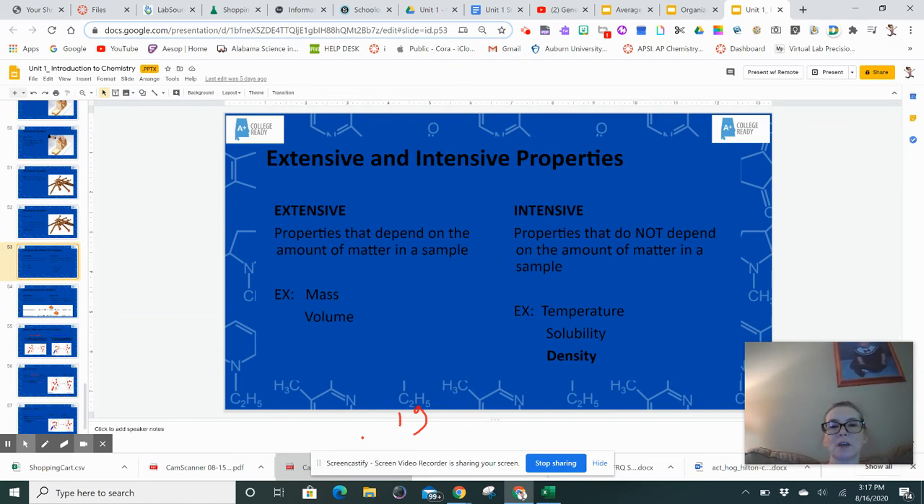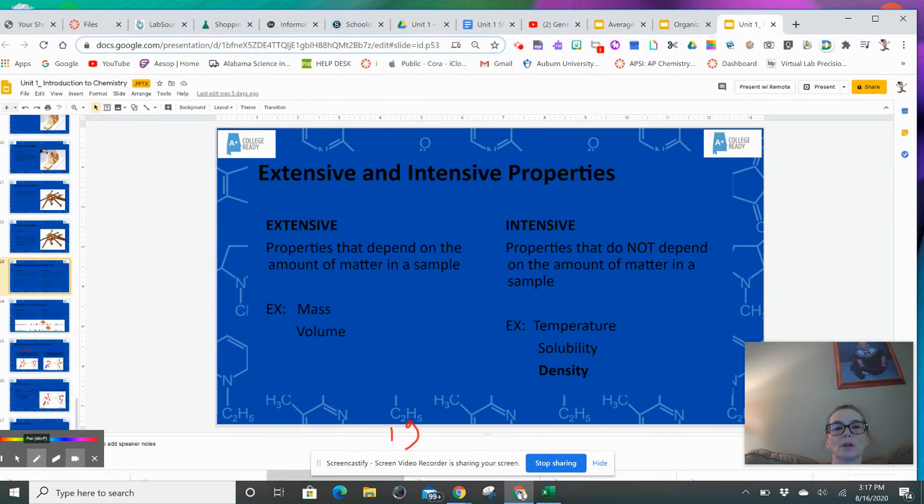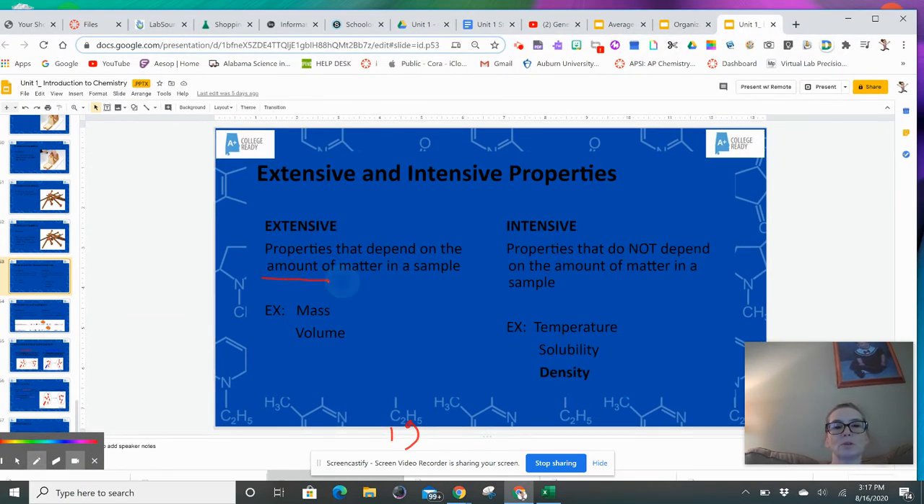Extensive and intensive properties. Extensive properties are things that depend on the amount of something. So they depend on the amount. We're talking about things like mass and volume. Those are extensive properties.